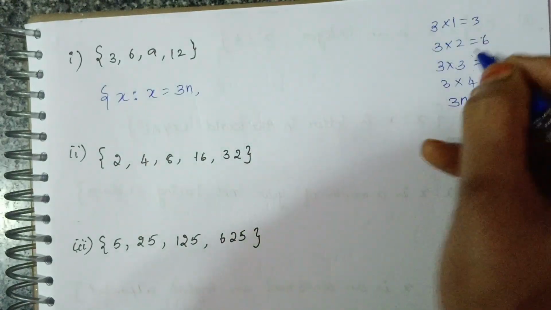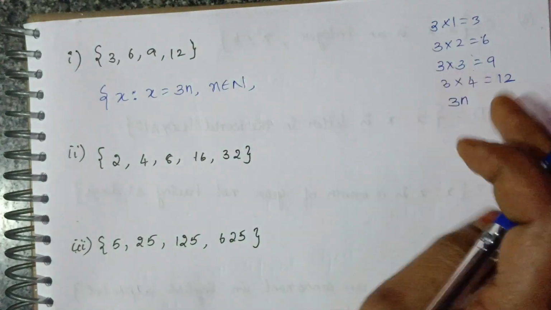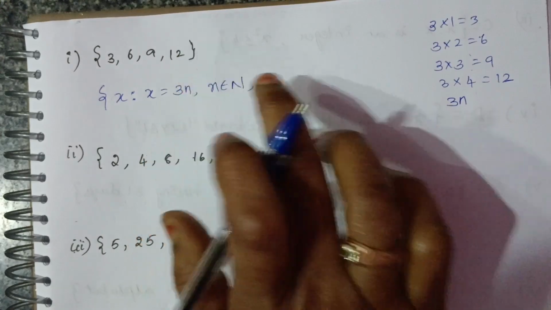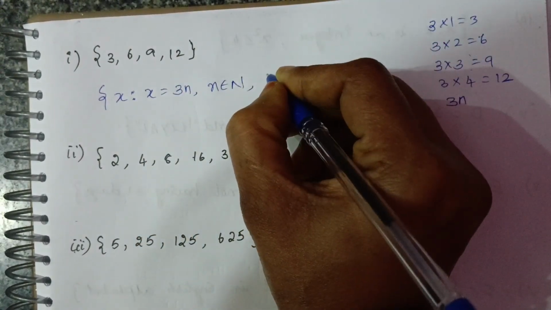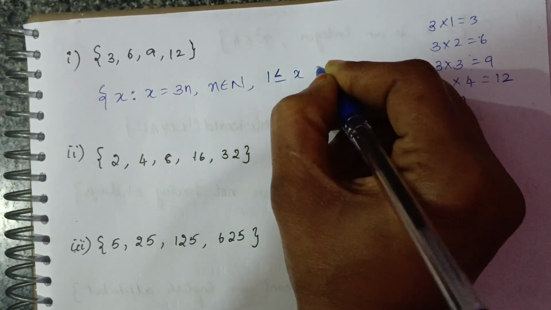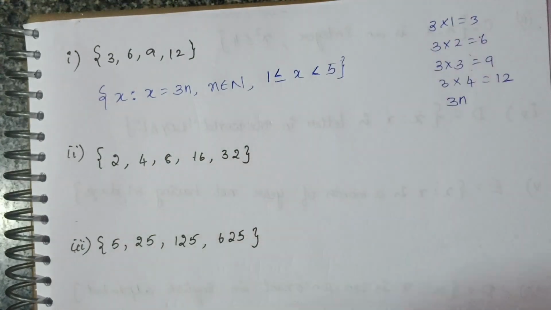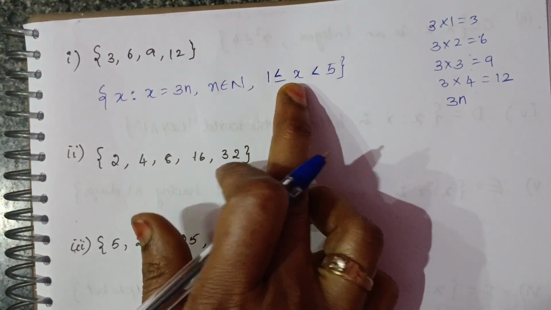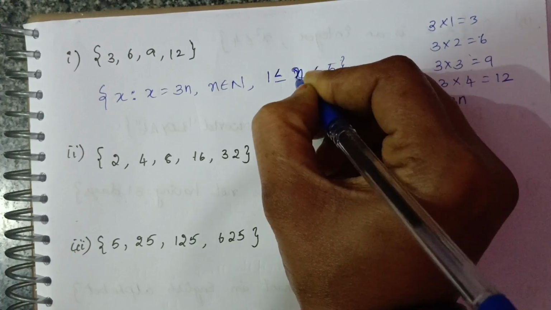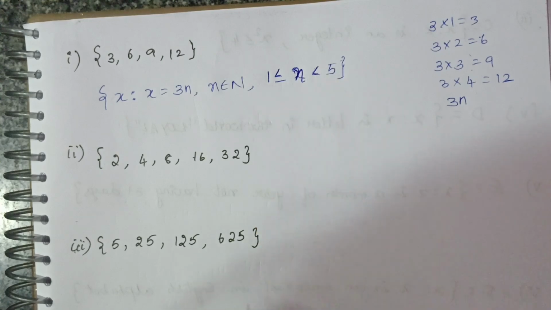Here n belongs to which numbers? Natural numbers. N belongs to natural numbers. Here up to 12 only is there. We should write the condition, an inequality. 1 is less than or equals to n. For n we are considering values now. 1 is less than or equals to n less than 5.